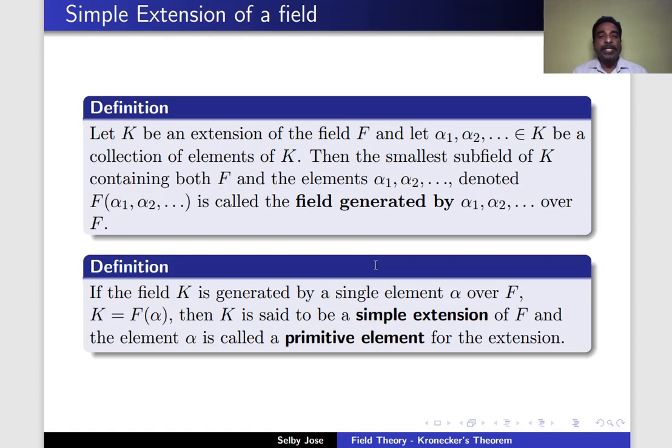If a field is generated by a single element, that means if K is equal to F(α), then K is called a simple extension of F. And the element α is called the primitive element of the extension.